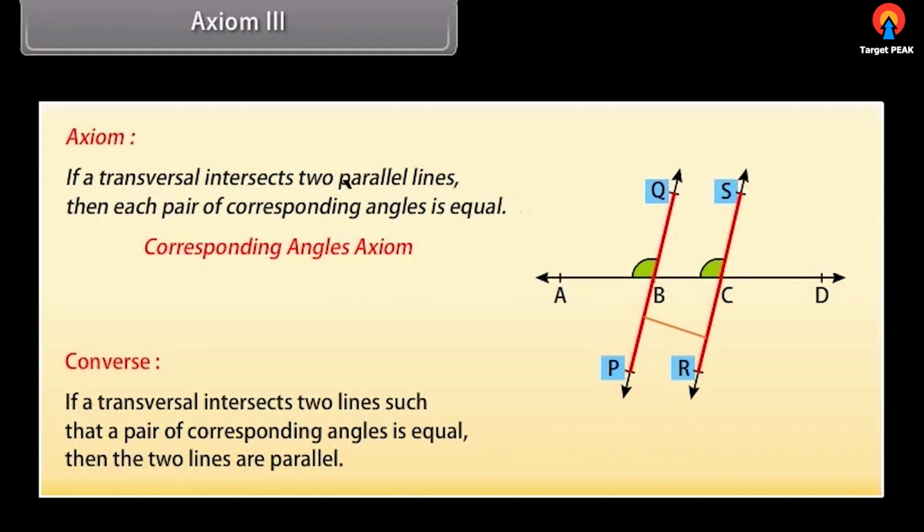We can also draw common perpendiculars to the lines PQ and RS at different points and measure their lengths. You will find it the same everywhere. So we can say that the lines are parallel. Therefore, the converse of corresponding angles axiom is also true. So we have got one more axiom for this, which we will discuss in the next screen.